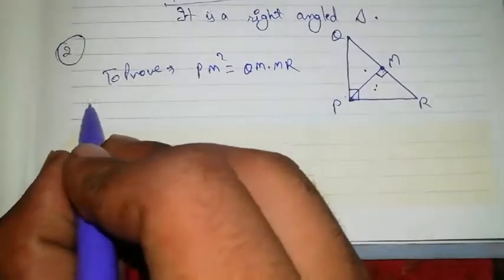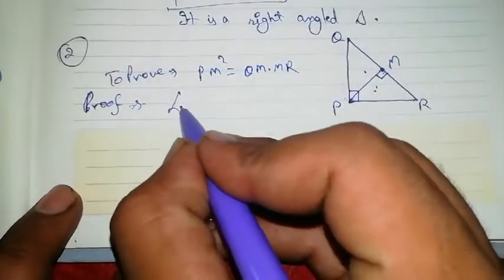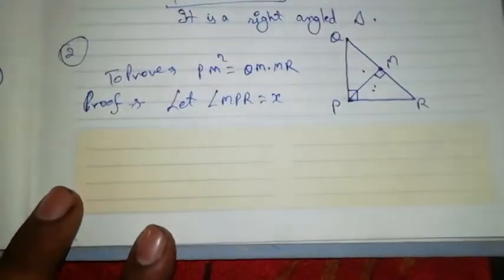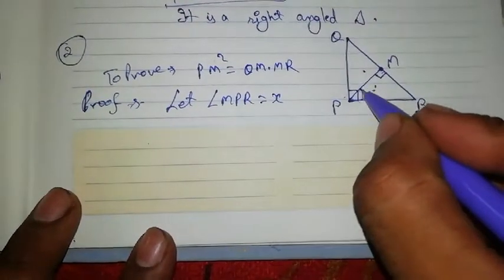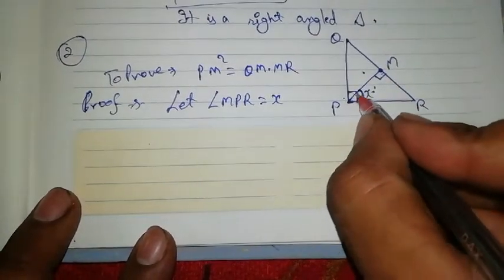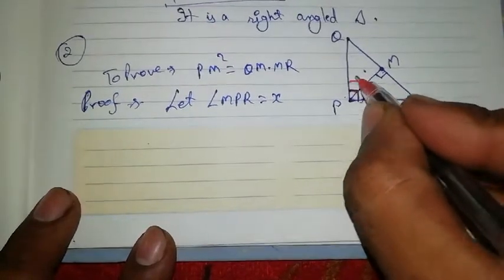So first of all, the proof. In the proof, we will let angle MPR be equal to X. This angle is equal to X. So now look, angle P is 90. If this is X, this will be 90 minus X.